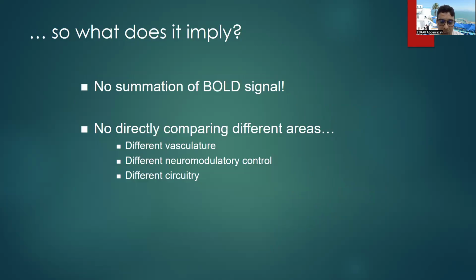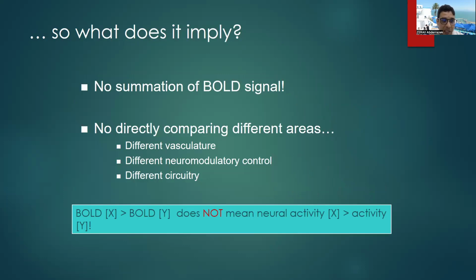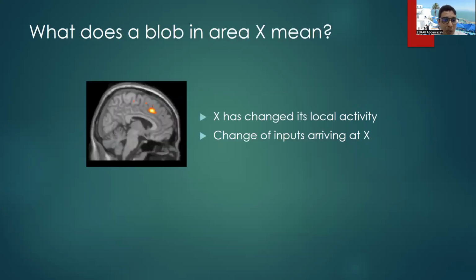So what we can understand from it is that there is no summation of both signals and no directly comparing different areas, because of different vasculature, different neuromodulatory control and different circuitry. To keep in mind, when comparing two subjects X and Y, a BOLD of X superior to the BOLD of Y doesn't mean neural activity X is superior to activity Y. That's the rule.